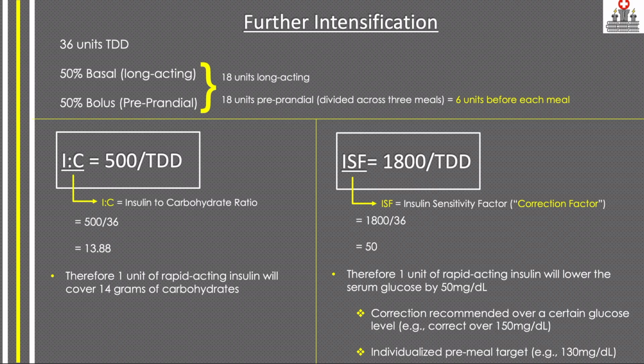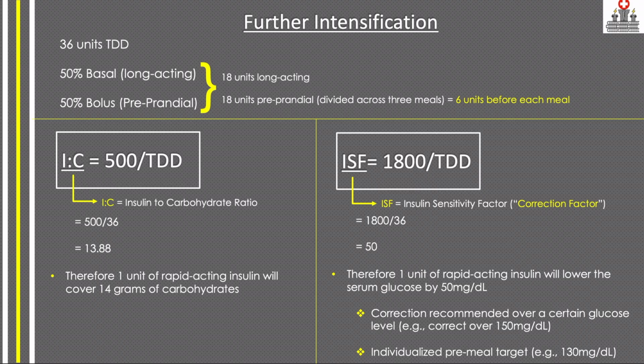Going back to the left side of the screen, 500 for the carbohydrate ratio is the same within America and Britain, so don't worry about that. But going to the right hand side, 1800 in America. So 1800 divided by 36, we get 50. And this means 1 unit of rapid acting insulin will lower the serum glucose by 50 milligrams per deciliter. And this is important when we need to correct our sugars.